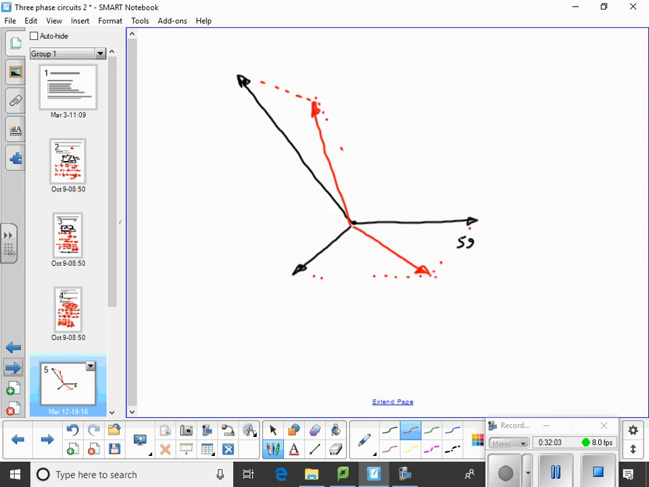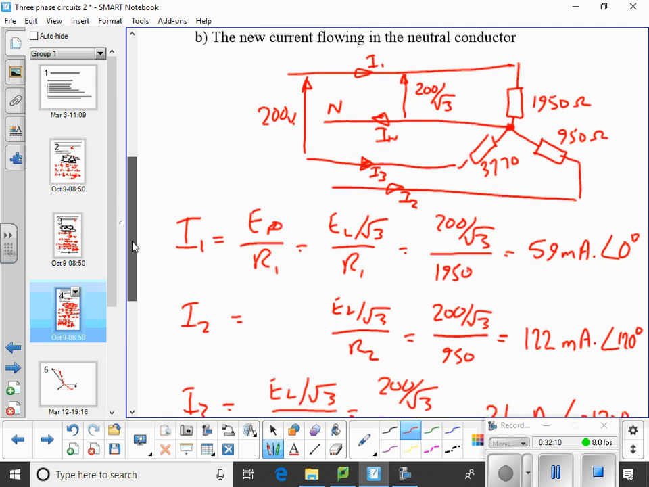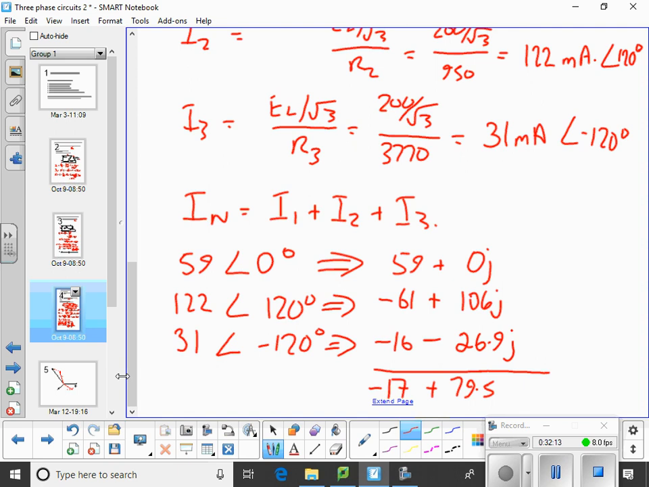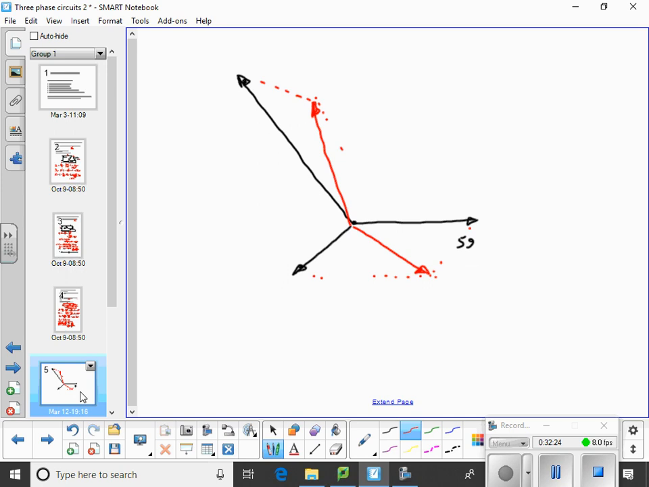So if we now convert these final, that minus 17 plus 79.5, and if you think about it, right? Just go back to the diagram. We've got a negative real part looking at this resultant vector here. Let me put that in green. We resolve that into its real part and its imaginary part. The real part is negative and quite short. The imaginary part is long. Can you see how a little sketch of the diagram can help to see whether you're in the right ballpark and you haven't got a problem with your positive and negative numbers?